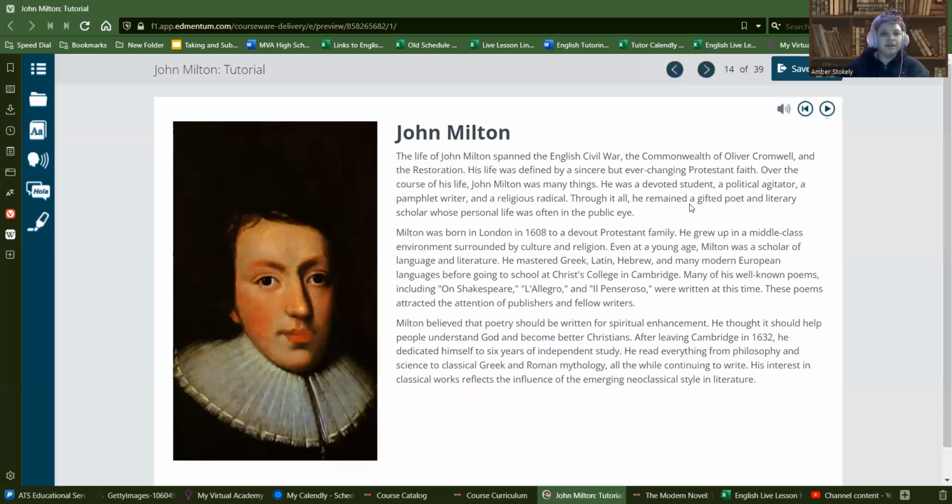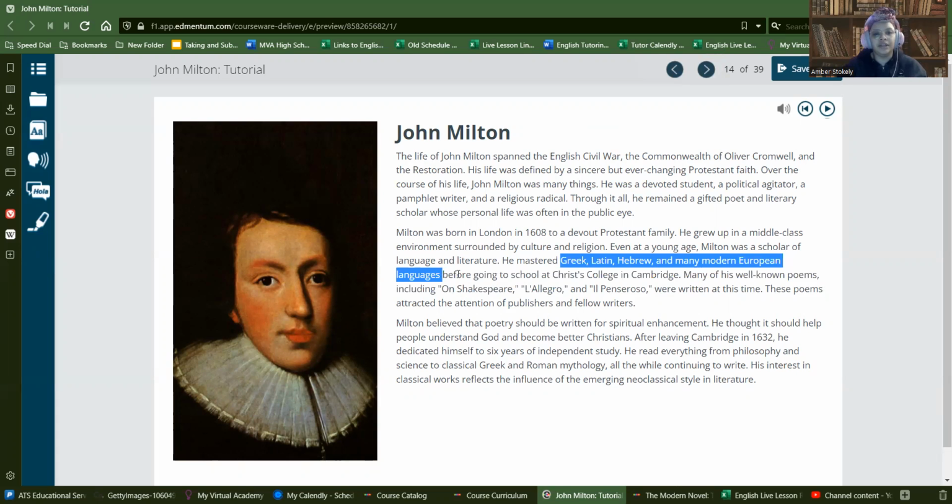So in the second paragraph, we get the start of the summary of his upbringing. He was born in 1608. His family was Protestant and they were middle class, so he was surrounded by a lot of culture and religion from a young age. And he was a scholar of language from a young age. They give you some of the languages that he studied: Greek, Latin, Hebrew, and many modern European languages.